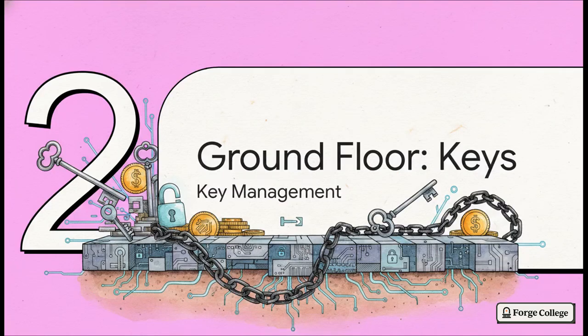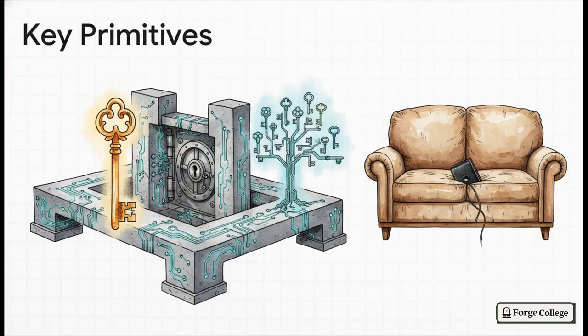Moving right along to section two, the ground floor, which is all about key management. We're starting right at the foundation. This is where your primary signing keys live and where direct on-chain transaction controls are anchored. We use a whole variety of primitives down here. We're talking everything from single private keys and hierarchical deterministic, or HD, wallets to on-chain multi-signature schemes, and of course, hardware-backed keys. These are your ultimate source of truth.